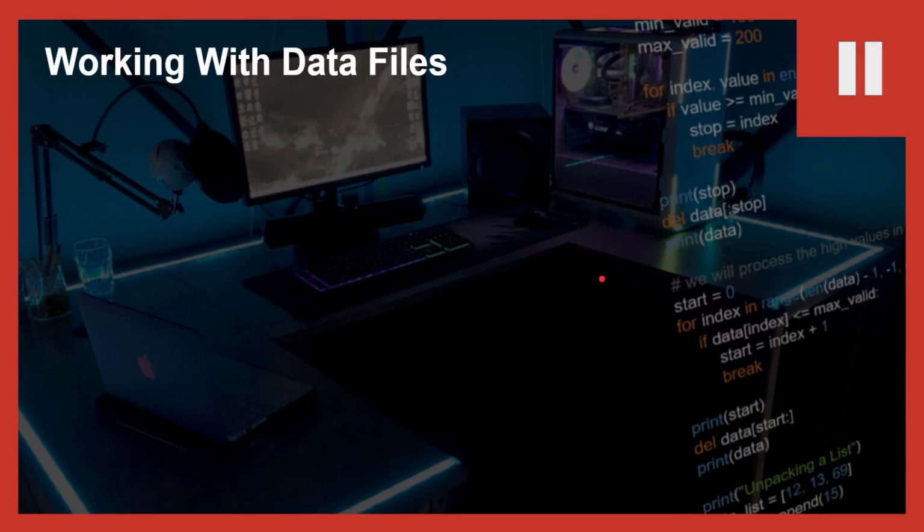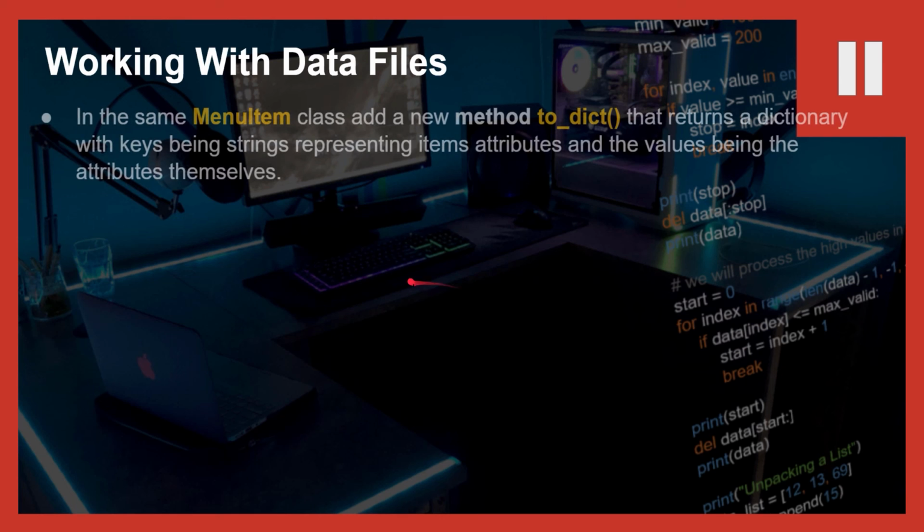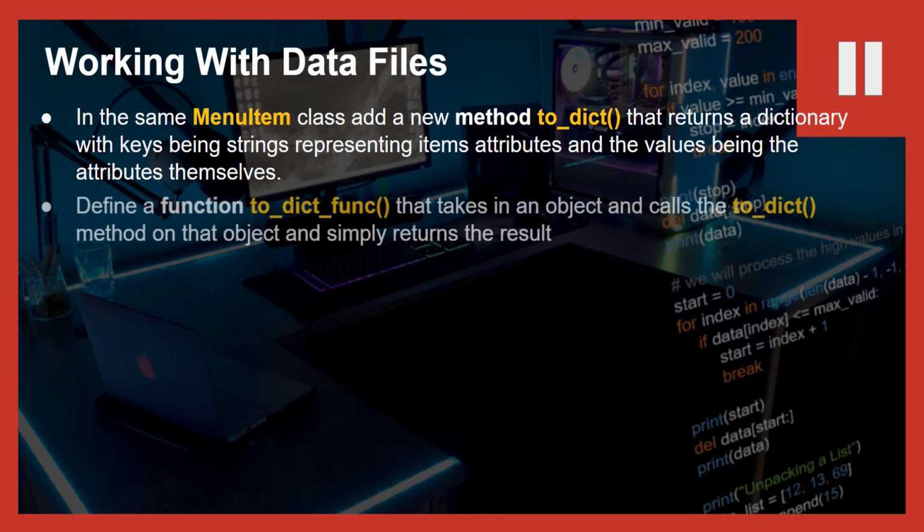So let's move on to the challenge. Your challenge is going to be the following. We're going to start working with data files. First of all, in the same menu item class, add a new method toDict that returns a dictionary with keys being strings representing the item's attributes and the values being the attributes themselves. Next, you'll need to define a function, toDictFunc, that takes in an object, calls the toDict method on that object, and simply returns the result.